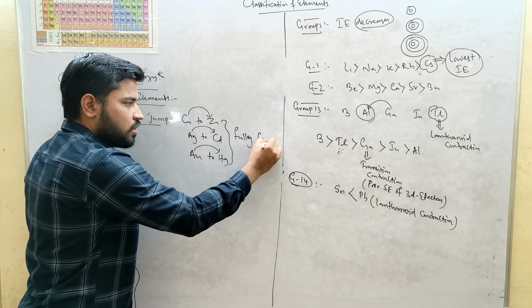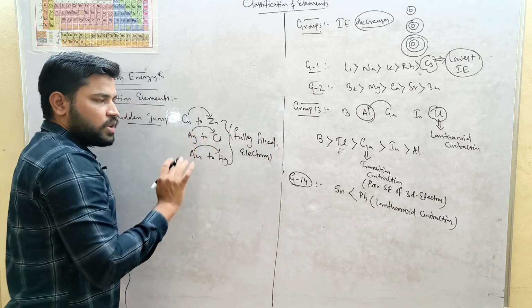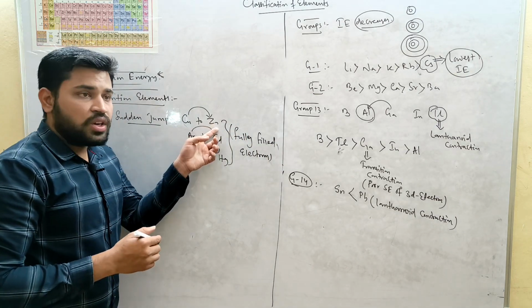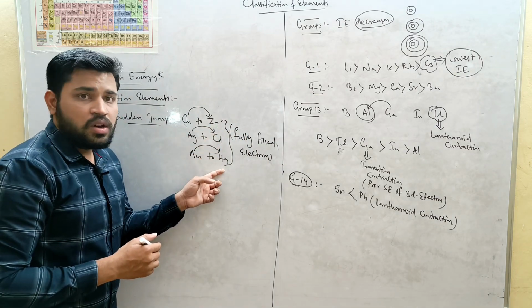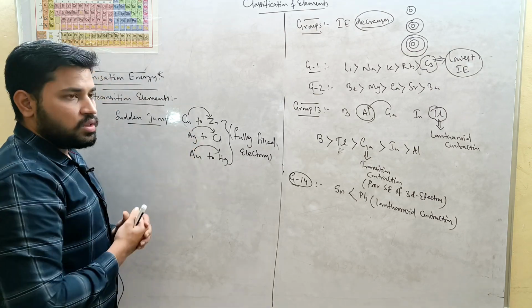Fully filled electrons or fully filled orbitals, we can say. Zinc is 3d10, then 4d10, then 5d10. So this is the reason for the sudden jump in this case.